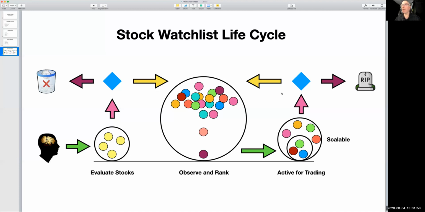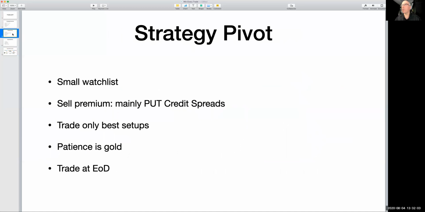Now, let's go back to this here. We're talking about this strategy pivot, what we're doing. Now, first of all, before I go on, does this make sense to everybody? And you can just go into the chat and say, no, this is bullshit, Ernie, or yes, that makes sense. I like it. Let's go forward.